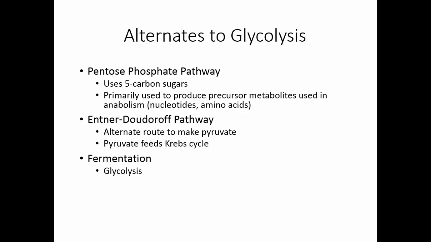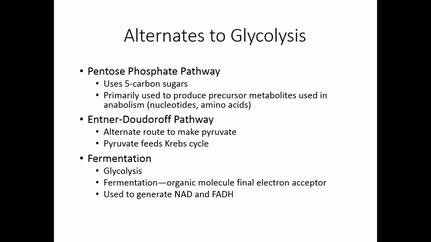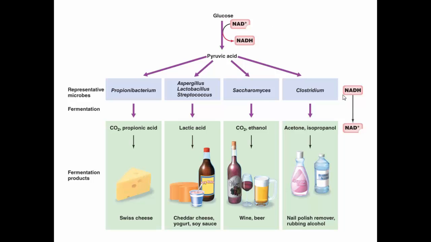Fermentation starts with glycolysis but doesn't go through the respiration pathways. Rather, it goes to fermentation. In this case, organic molecules are the final electron acceptor. Again, this is not so much used to generate energy because you get very little ATP out of fermentation, but it does help oxidize NADH and FADH2 back to NAD and FAD. Oxygen is not required for fermentation. You will remember Pasteur's germ theory of fermentation. He said that different organisms would give you different fermentation end products, and that's what we see here.